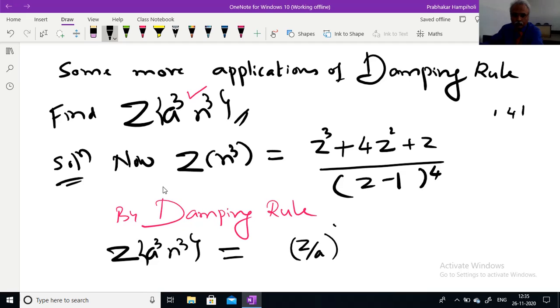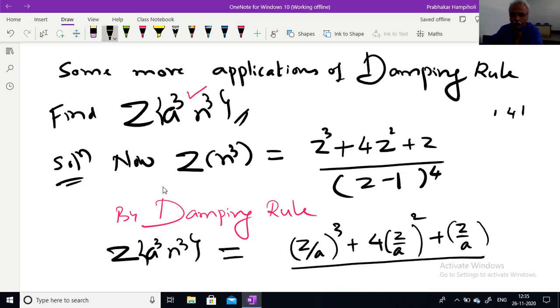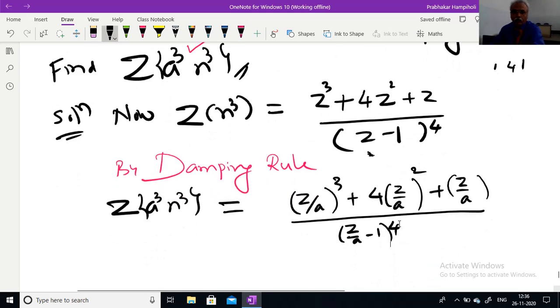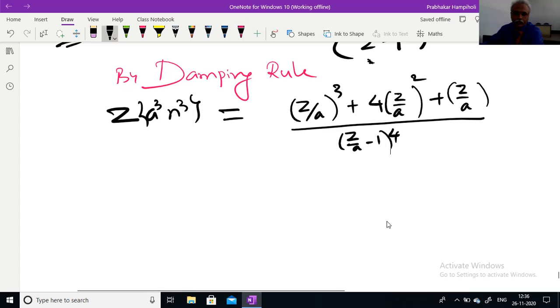z by a whole cube plus 4 times, here also z by a whole square, plus, here also z by a whole divided by, here also z by a minus 1 raised to 4. Of course it needs a small simplification. Let us do that because it is an example. So this looks like this.